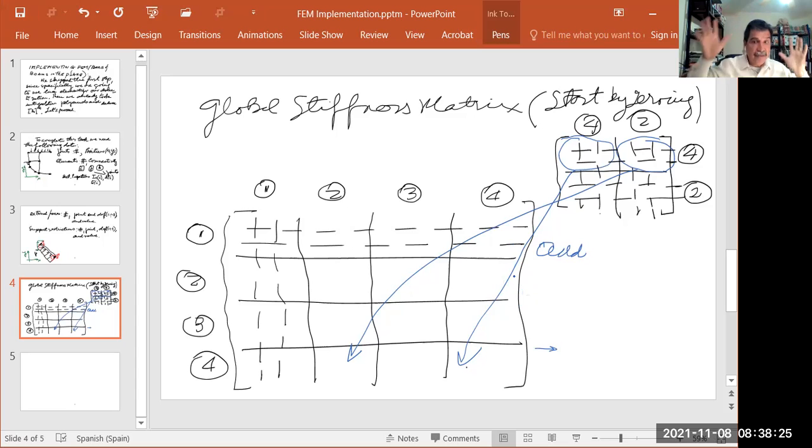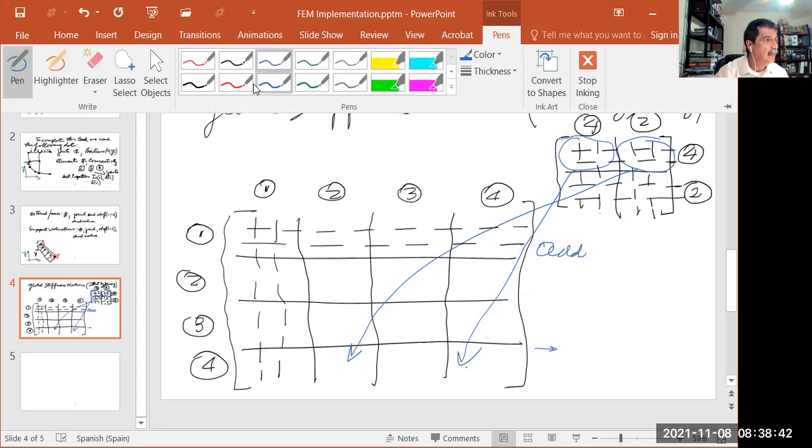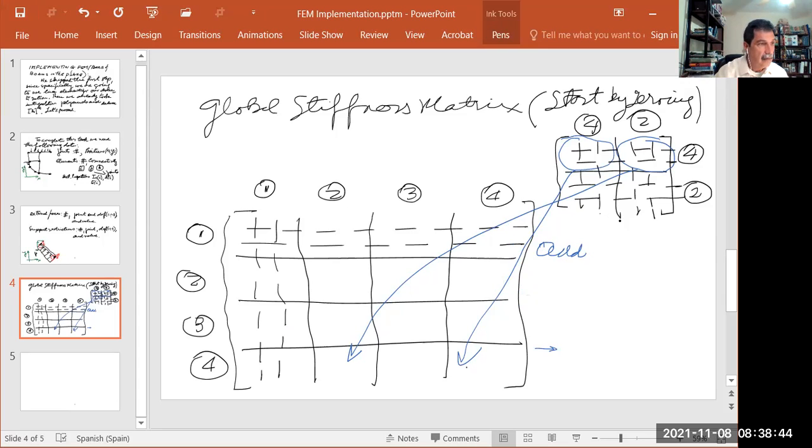After we do all of this, finally, the global stiffness matrix is completed. We do something similar with the vector of the external forces. Okay, let me go back.